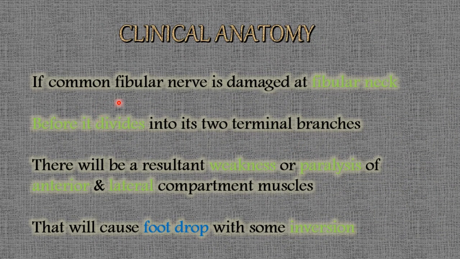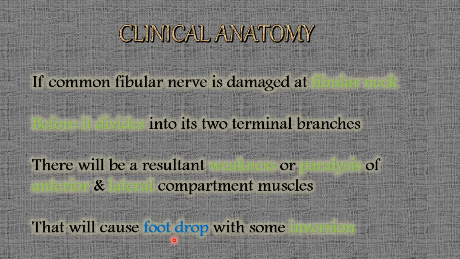Clinical anatomy. If the common fibular or common peroneal nerve is damaged at the fibular neck before it divides into its two terminal branches, which are the superficial fibular and deep fibular, there will be weakness or paralysis of the anterior and lateral compartments of the leg, because the nerve would have bifurcated into these terminal branches, the deep and superficial fibular, which supply the anterior and lateral compartments. So the nerve supply to both compartments will be damaged before it divides, and weakness of both compartments will occur, causing foot drop with some inversion, right? So the foot will be slightly inverted and dropped.